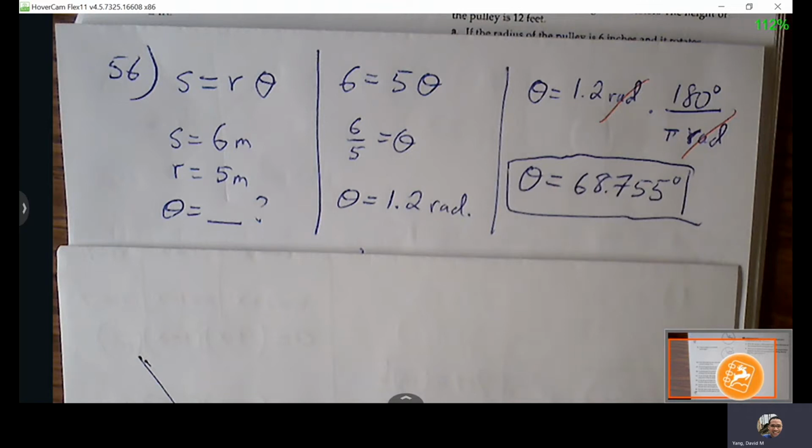Okay. Questions with 56? Okay. Try 60. Okay, careful with 60, the theta value they give you is in terms of degrees, so we have to make an adjustment before we can use our arc length formula, right?